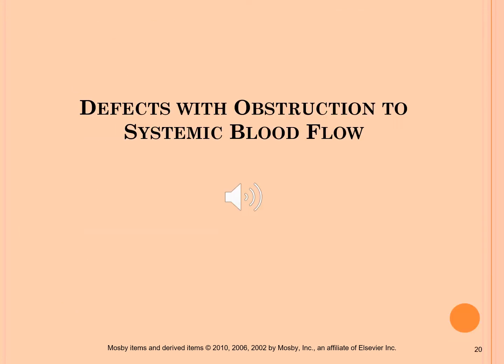Our next category of defects we're going to talk about are defects with obstruction to systemic blood flow. There's 3 of them. They all happen to be considered acyanotic defects. The 3 of them we're going to talk about are coarctation of the aorta, or COA. The next one is aortic stenosis, or AS. And the last one is pulmonary stenosis, or PS.